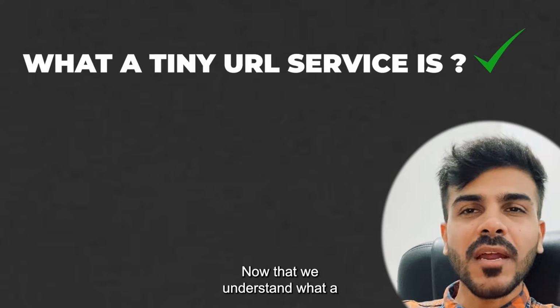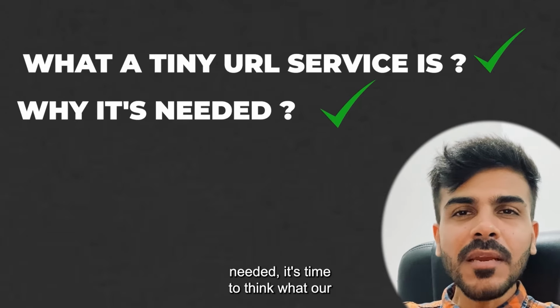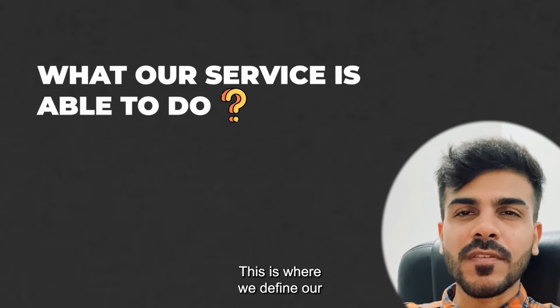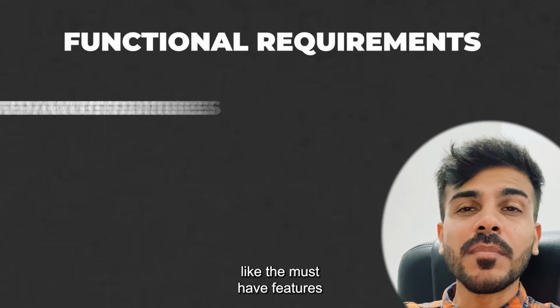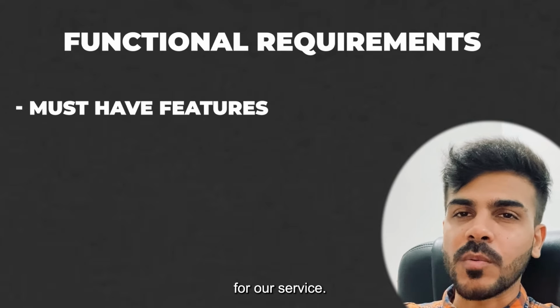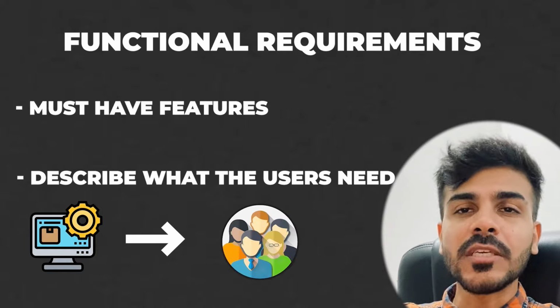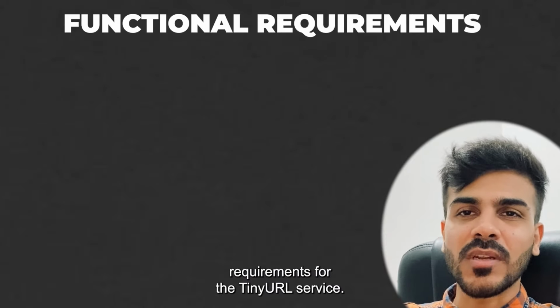Now that we understand what a TinyURL service is and why it's needed, it's time to think about what our service should be able to do. This is where we define our functional requirements. Functional requirements are like the must-have features for our service. They describe what the system should be able to do to meet the user's needs. Let's take a look at our functional requirements for the TinyURL service.